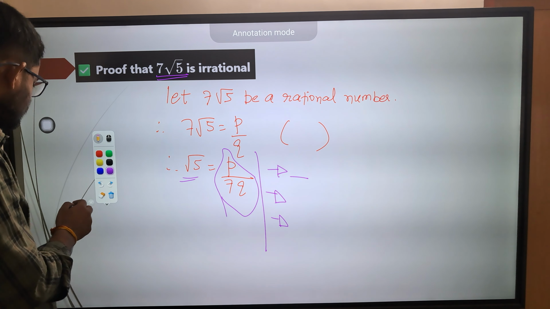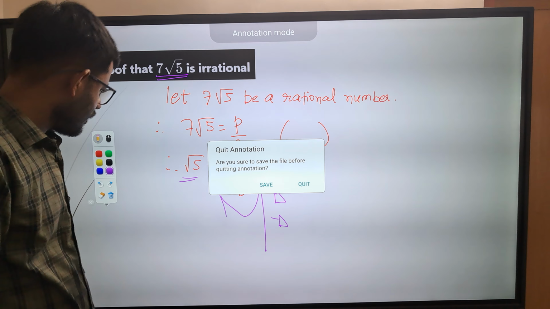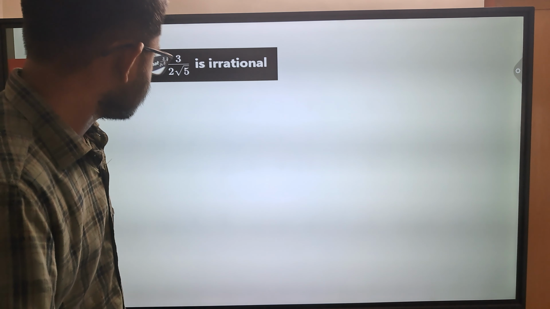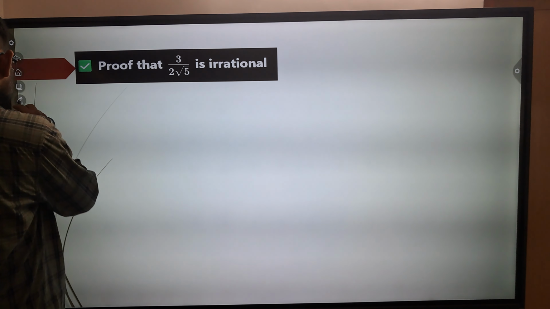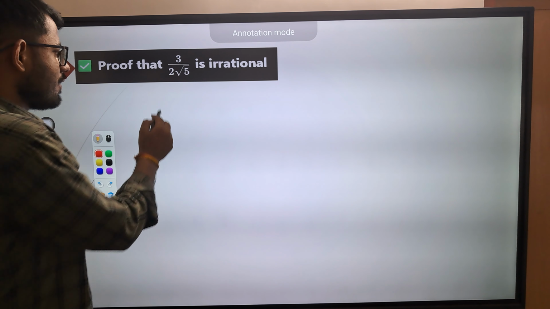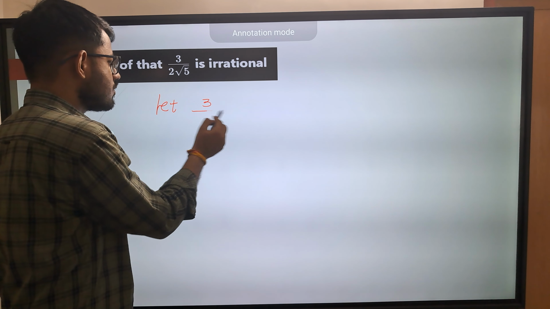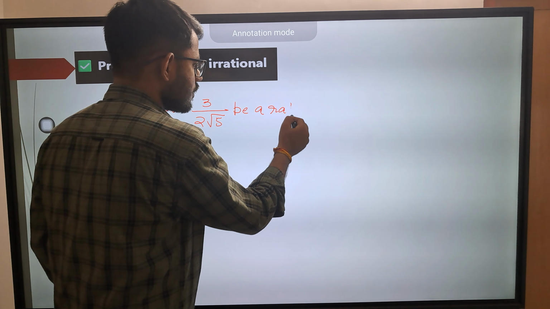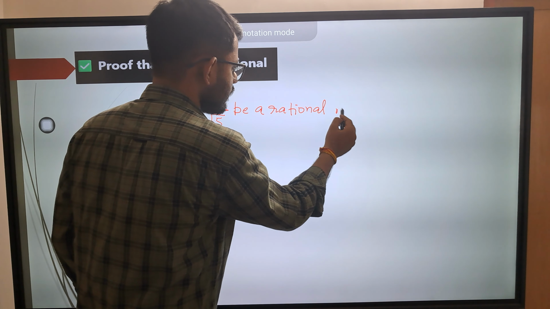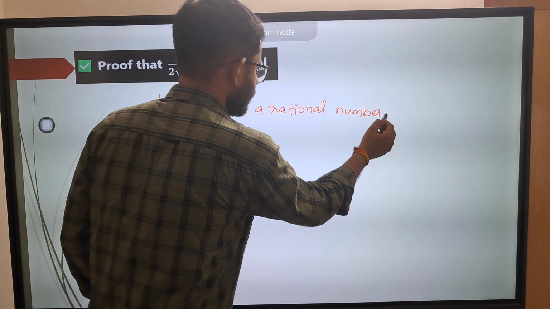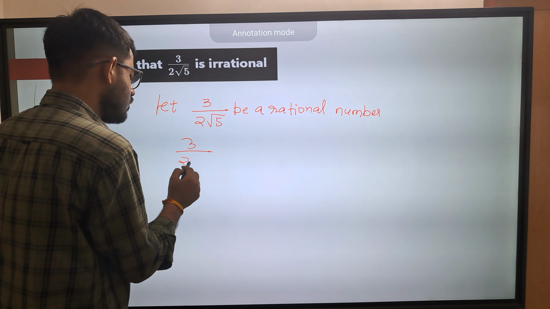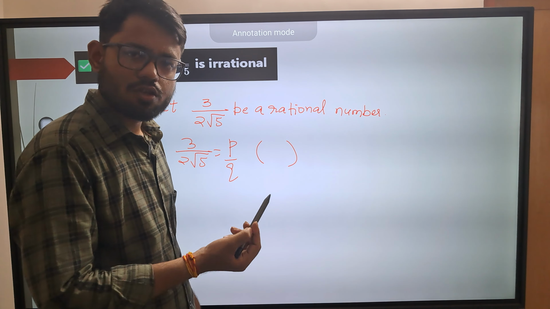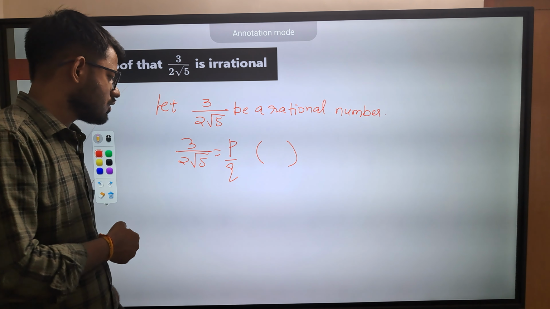Now let us discuss the irrationality of irrational number for division part. So again 3 by 2 root 5. Let us assume this as rational. Let 3 by 2 root 5 be a rational number. If it is a rational number, we can write it in the form of p by q. Let's write it. 3 by 2 root 5 is equal to p by q. In bracket we need to again write p and q are co-prime integers and q is not equal to 0.